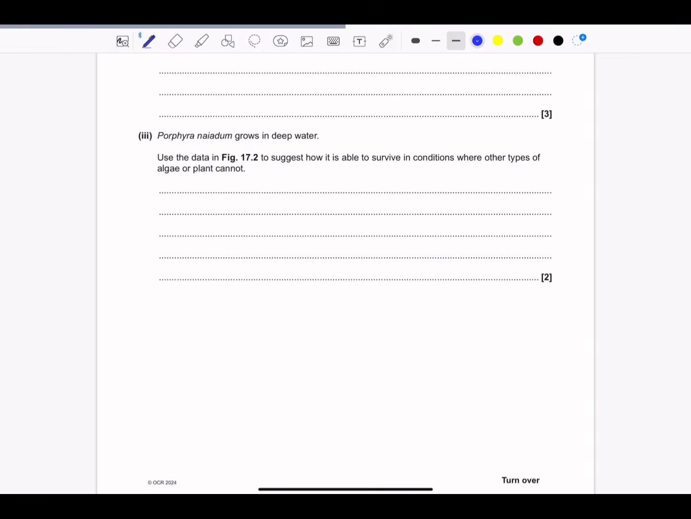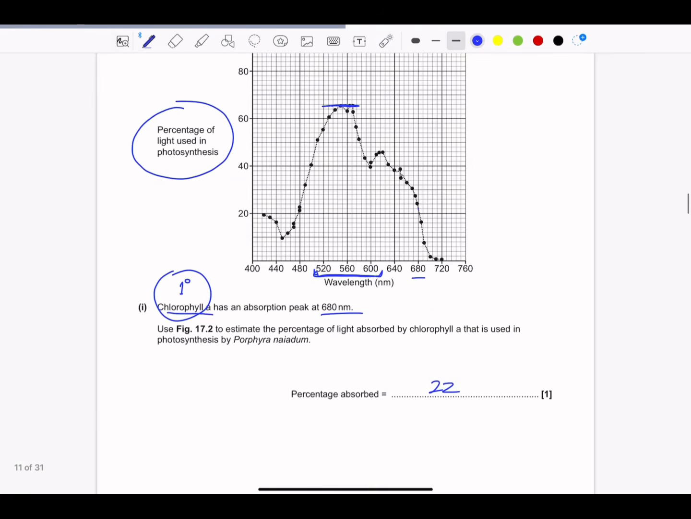In the next question, we're told that this species grows in deep water. Use the data in figure 17.2 to suggest how it is able to survive in conditions where other types of algae and plant cannot. So, looking back at the data, it looks like its peak absorption is at this wavelength, which is a lot shorter than the chlorophyll A's peak, which is 680. And the reason why this would be an advantage is that this plant lives underwater. So if light's going to be going through the water to reach the plant, it is beneficial to have pigments that can absorb the shorter wavelengths. Reason being, shorter wavelengths can penetrate water at greater depth.